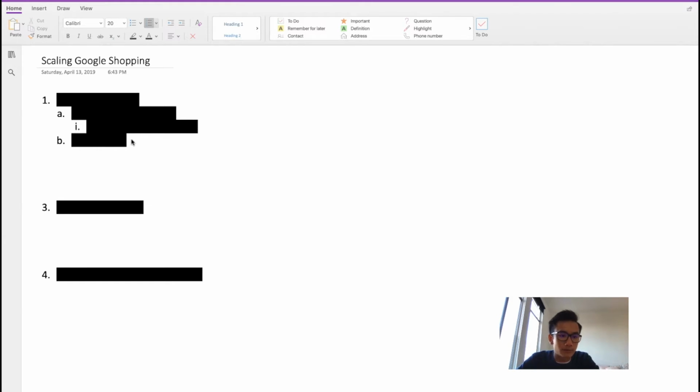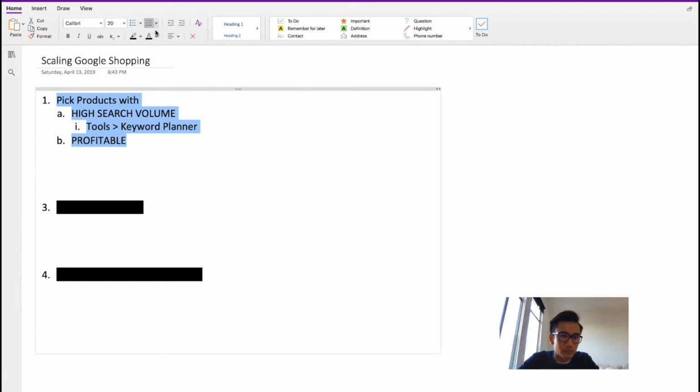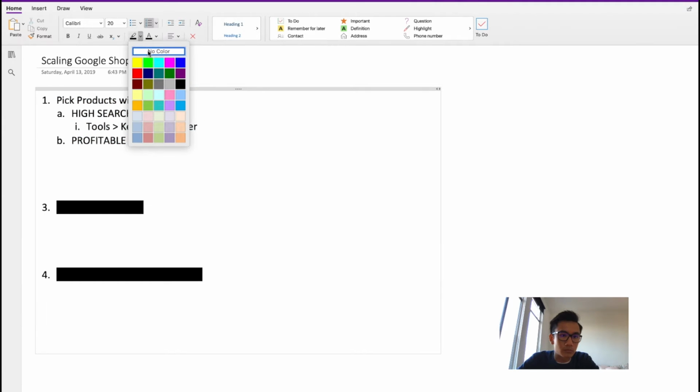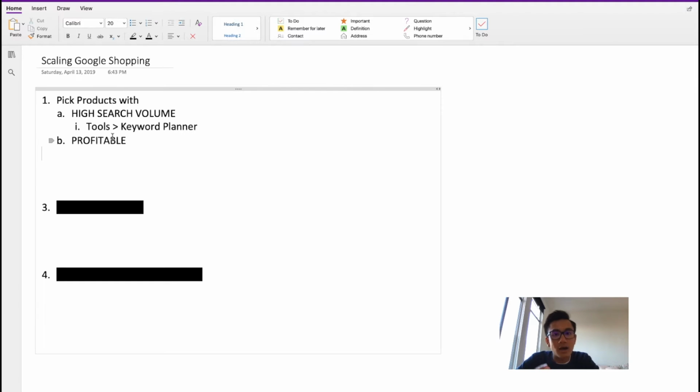So number 1, pick products with high search volume. That is highly important. If you want a product that can make you money, you want there to be demand in it. You want people to be searching it every day. You want at least 5,000 monthly searches, maybe even 1,000 monthly searches is sort of pushing it. That's sort of the range you're looking for a product to make 5 to 10 sales every single day.